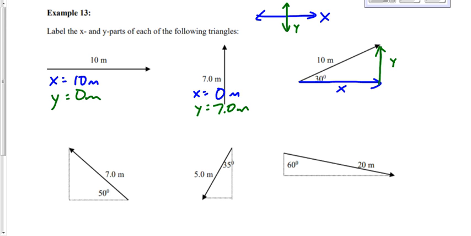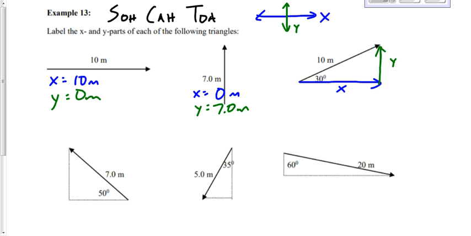So how do you think you're going to find your x and y components here? Not as simple as the first two examples, right? Any ideas? Sine, cos, tan. You guys remember this? So, SOH CAH TOA. Sine is opposite over hypotenuse. Cosine is adjacent over hypotenuse. And tan is opposite over adjacent.